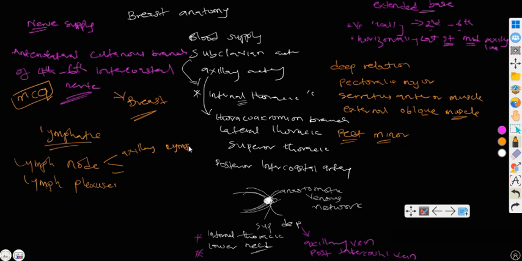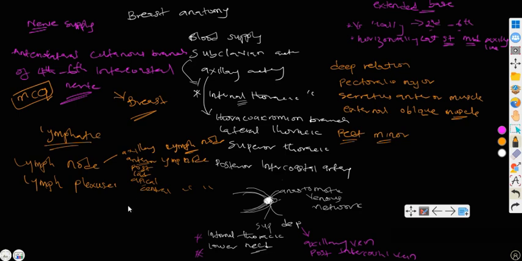The axillary lymph node is the main lymph node of the breast. The axillary lymph node has branches: the anterior, or pectoral, axillary lymph node, the posterior axillary lymph node, the lateral axillary lymph node, the apical axillary lymph node, and finally the central axillary lymph node. So this is about the branches arising from the axillary lymph node.